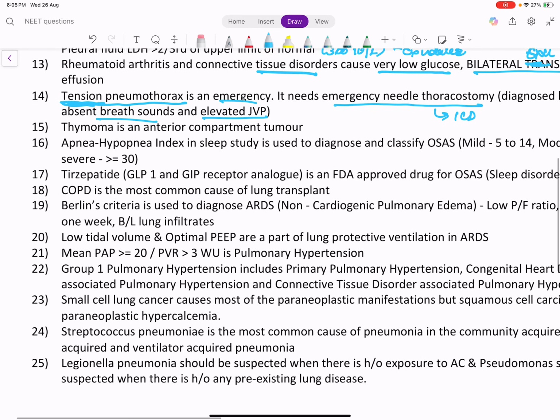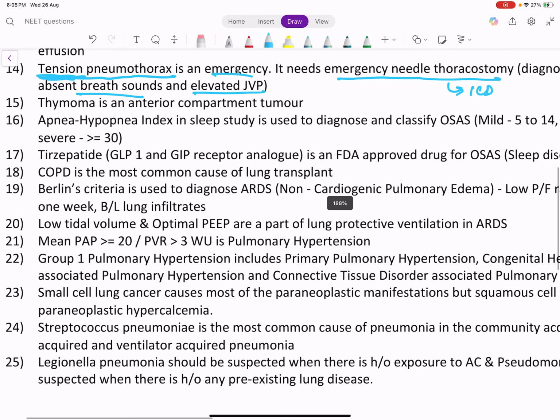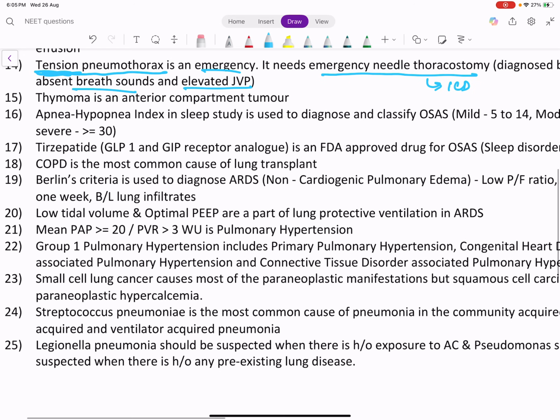And about mediastinal tumors, at least if you remember, thymoma is an anterior compartment tumor, that is enough.